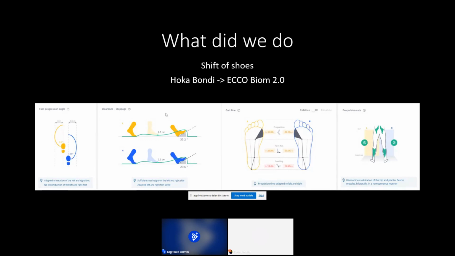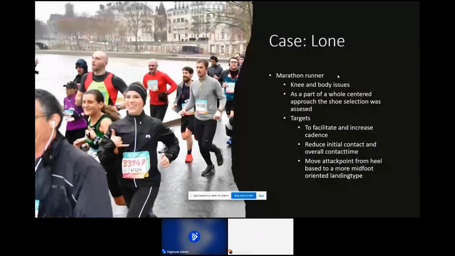So another case here is Lone. Lone was a marathon runner, is a marathon runner, and she came to me with knee and general body issues. And as a part of this whole-centered approach that we begin with, in understanding how the whole body is the running body or the walking body, we addressed these issues that she had in the body. Then we targeted some of the things that we can see around specifically the running part that could give her some help from a theoretical part, but also in practice, from her perception of what it meant to her running.